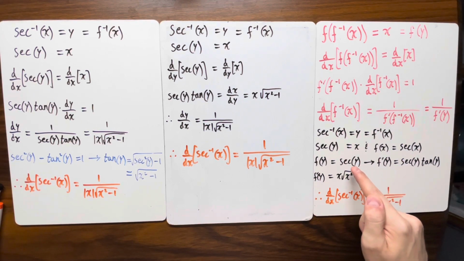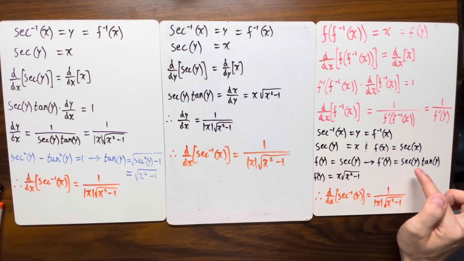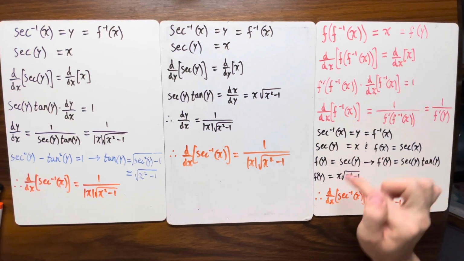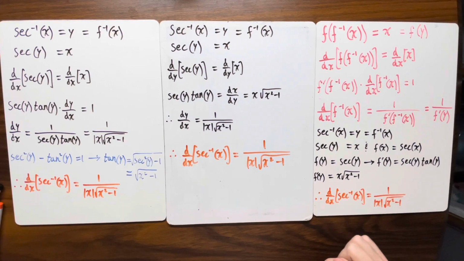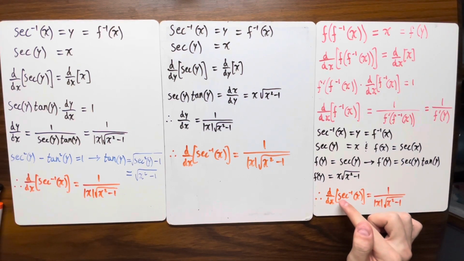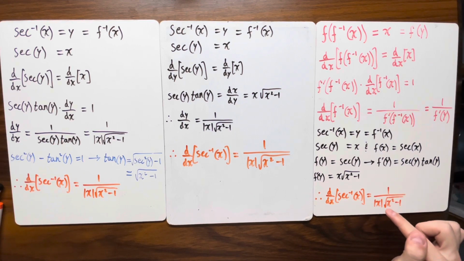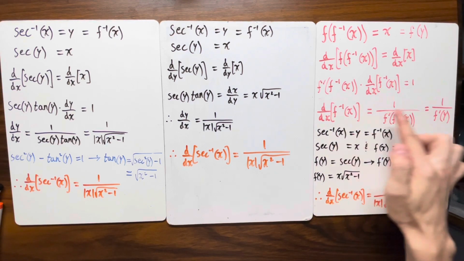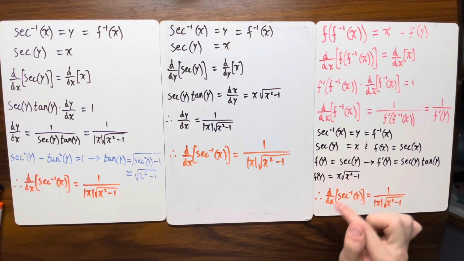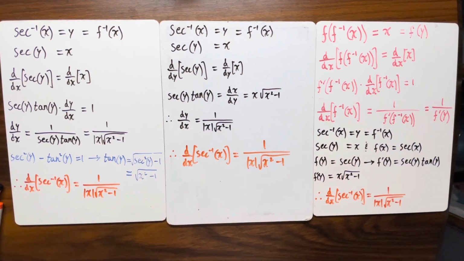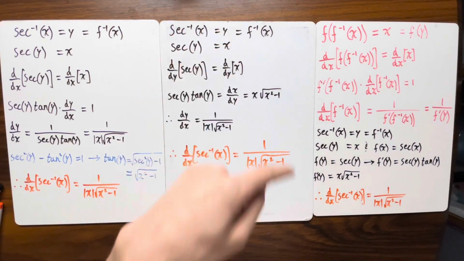Now we can take the derivative f prime of y, so the derivative of secant of y, well again, that's secant tangent. Again, what is secant y? Well, that's just x. And what is tangent y? That's just the square root of x squared minus 1. So again, we can say that the derivative of secant inverse of x is 1 divided by the absolute value of x times the square root of x squared minus 1, based off of this formula, 1 divided by f prime of y. And f prime of y was this. So here are 3 different ways to solve for the derivative of secant inverse of x.